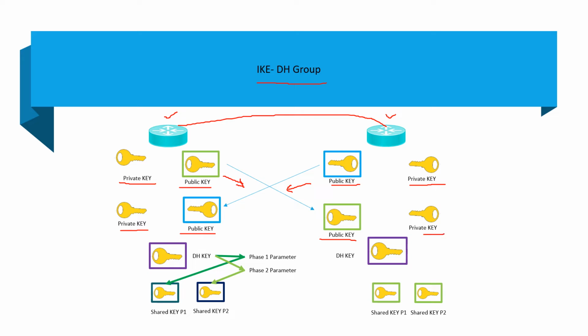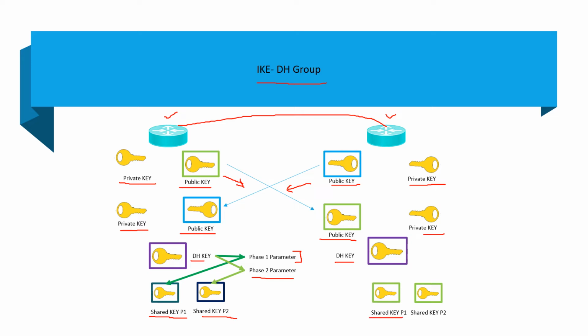With some mathematical calculation, it is going to generate a Diffie-Hellman key on both sides. This Diffie-Hellman key will further rely on the phase one parameters, and again with some mathematical formula it is going to generate a shared key for phase one, and based on the phase two parameters it is going to generate a shared key for phase two.